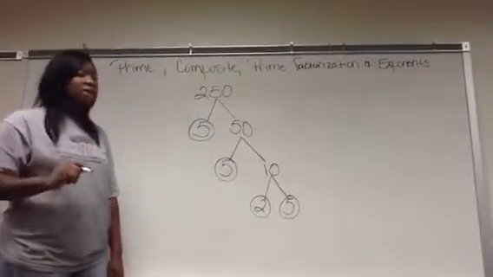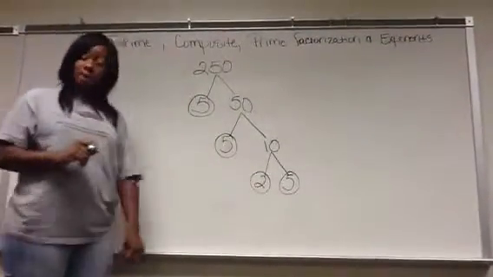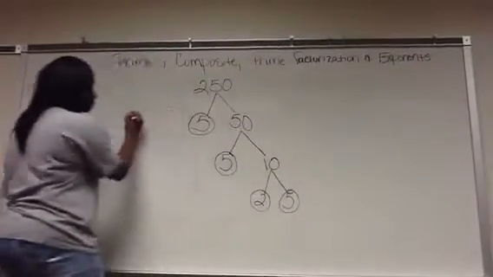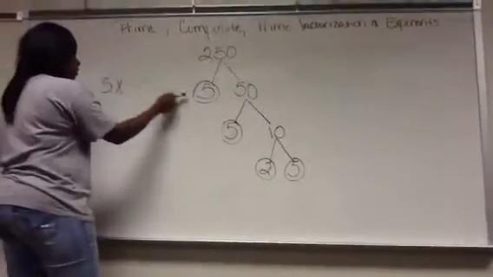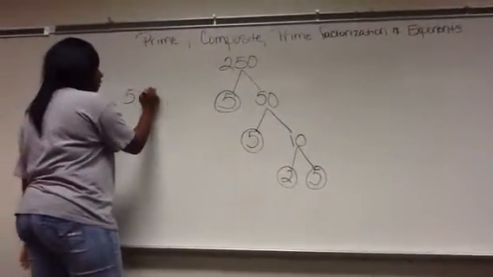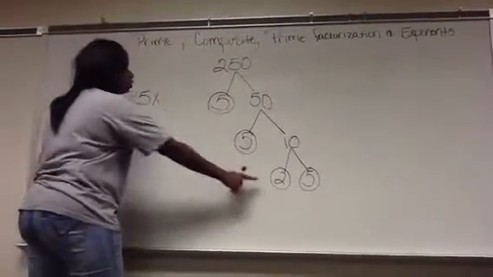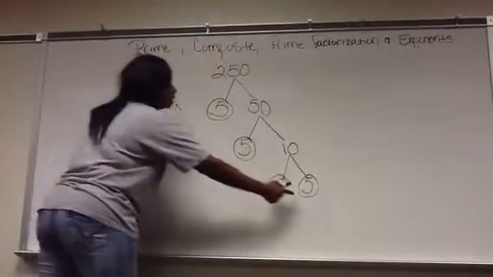Here's the prime factorization. Taking all those circled numbers and putting them together in one long number sentence, like this: 5 times 5 times 2 times 5.